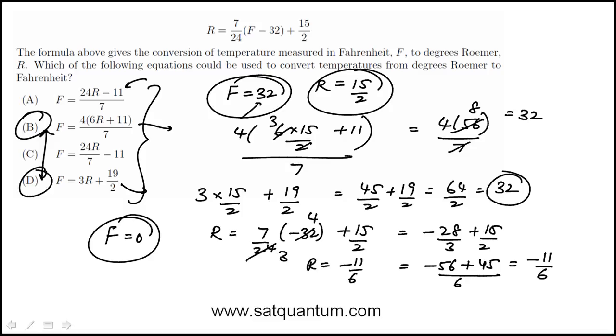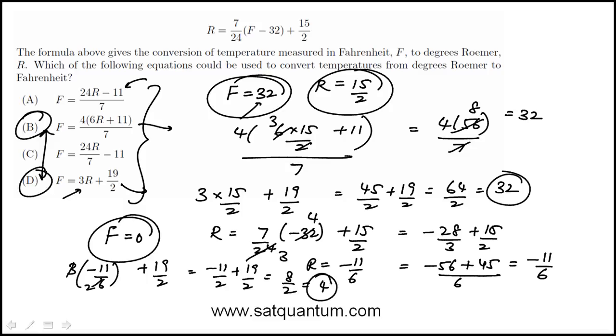So now I have to see which one, when I replace R with minus 11 over 6, gives me F equals 0. So if we try that here, 3 times minus 11 over 6 plus 19 over 2, that's minus 11 over 2 plus 19 over 2, that is 8 over 2, that's 4. It should be actually 0, so we know that that's incorrect. If you need to, you can check B as well, although that's not necessary, but we'll do that. 6 times R is minus 11 over 6. So that actually nicely drops out. So that's minus 11 plus 11, that's 0. So we do indeed get 0 for choice B.